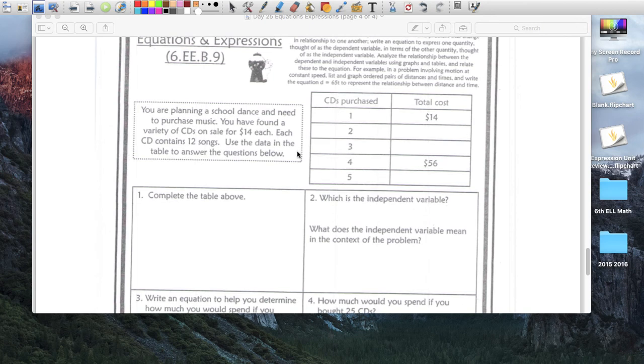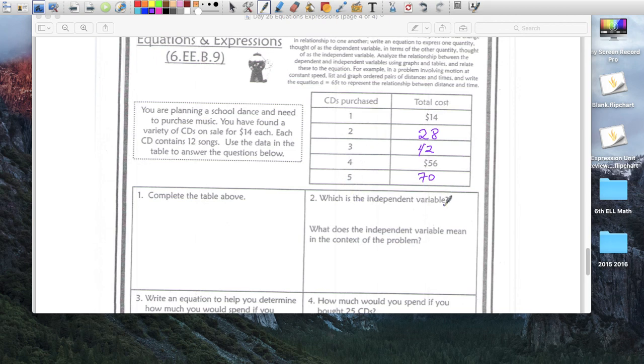Complete the table above. 1 CD is 14. Does anybody know what the next one is? 2 CDs is 28, 3 times 14 is 42, it's always times 14. 4 times 14 is 56, 5 times 14 is 70. So I completed the table.